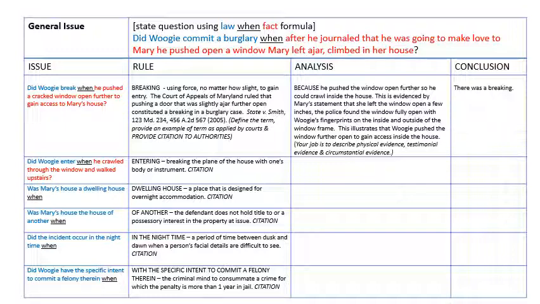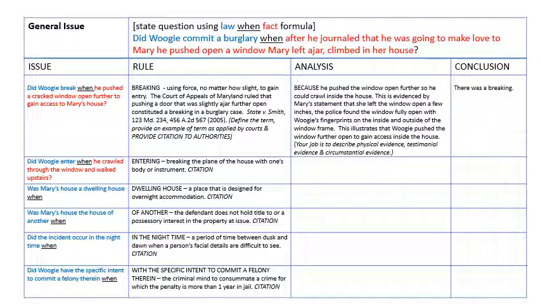And just like in the case of State versus Smith, taking an item that was ajar and pushing it open further shows that there was a breaking, and that can be your conclusion. So once we have the rule and we analyze it and we reach a conclusion, this is actually when we can go back and better finish our issue.